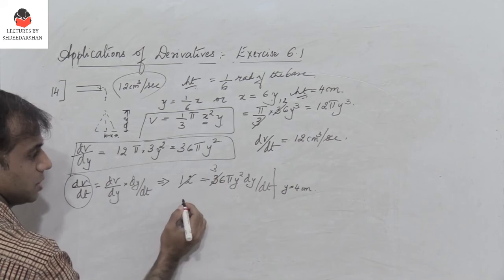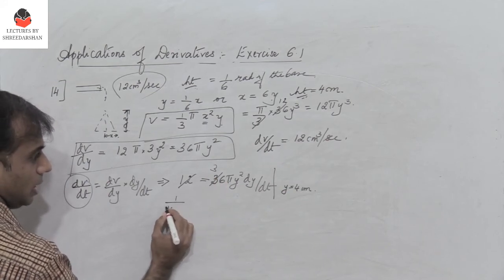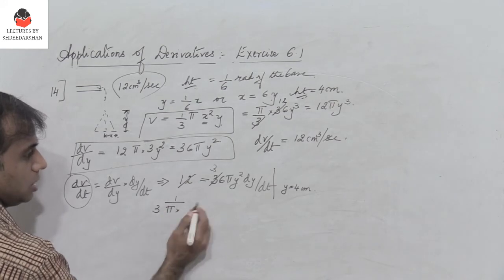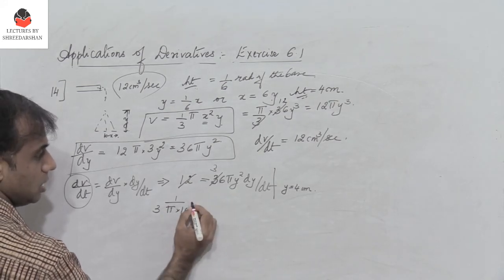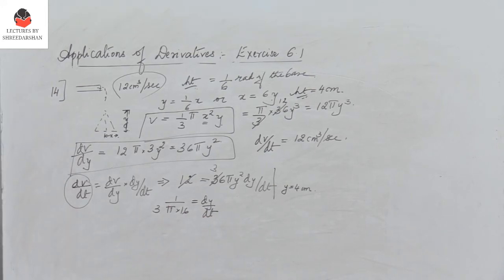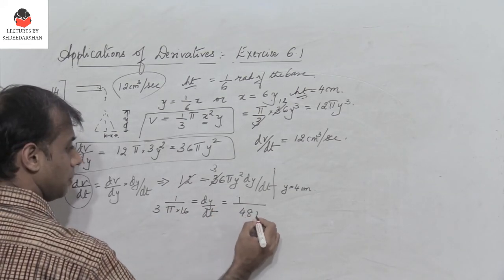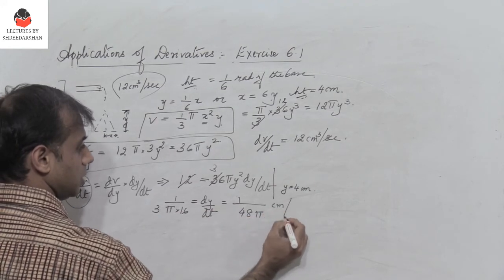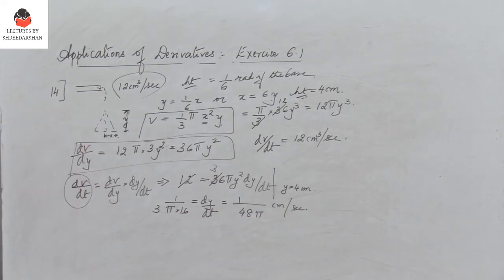Right? So this is 3 times. So I have 1 by pi into 3 into y square, which is 4 square, which is 16, equals dy by dt. Okay, so dy by dt is now 16 into 3, which is 48 pi centimeter per second. Right? So we wanted to know how fast the height of the sand, the height of the cone, is increasing. So it is increasing at the rate of 1 by 48 pi centimeter per second.